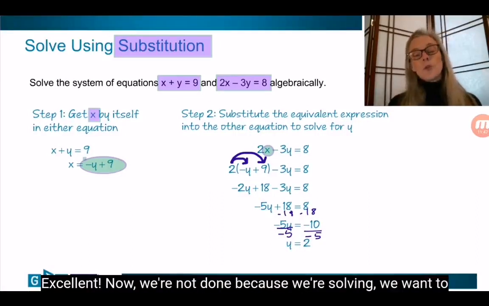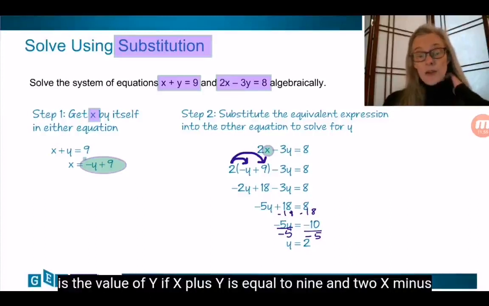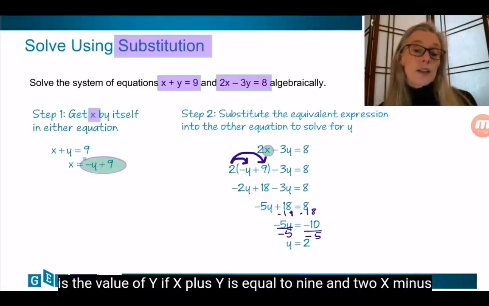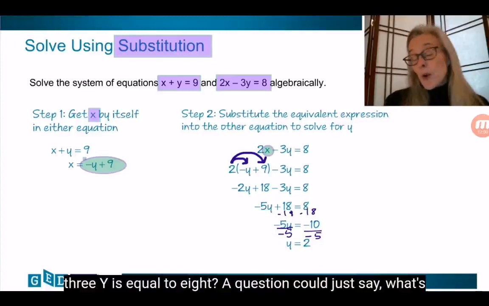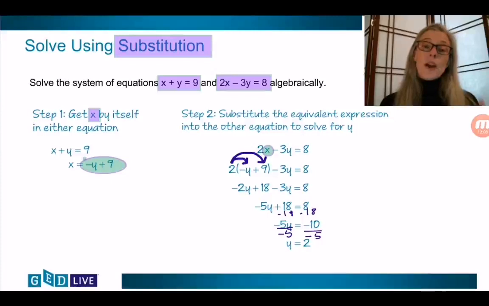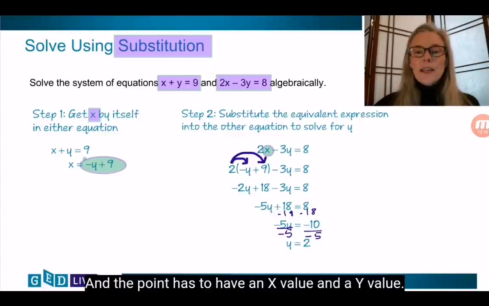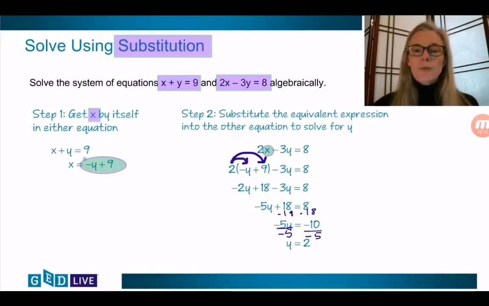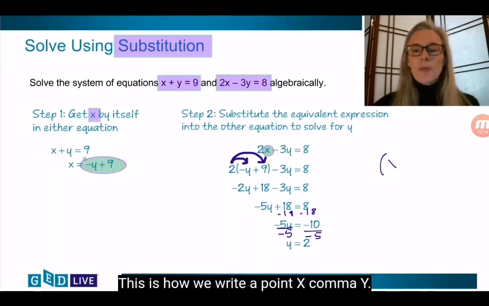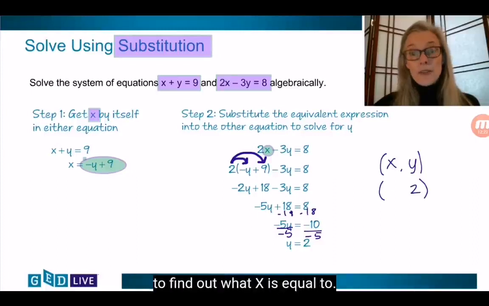Excellent. Now, we're not done because we're solving, we want to get the entire solution. This question doesn't just say, what is the value of y if x plus y is equal to 9 and 2x minus 3y is equal to 8? A question could just say, what's the value of y? But if it asks you to solve the system, you're actually going to be solving for that point of intersection. And a point has to have an x value and a y value. This is how we write a point, x comma y. So we know what our y value is. Our y value is 2, and we just need to find out what x is equal to.